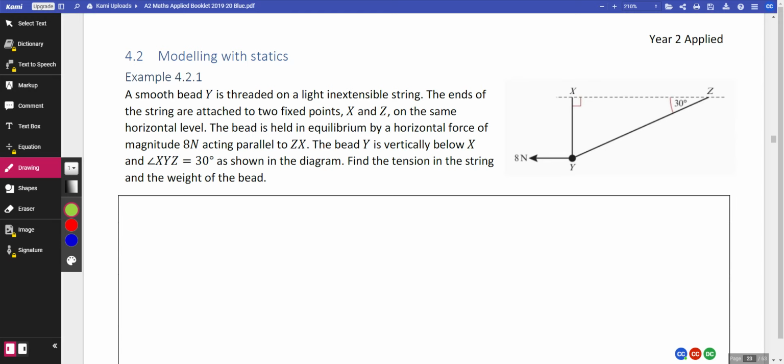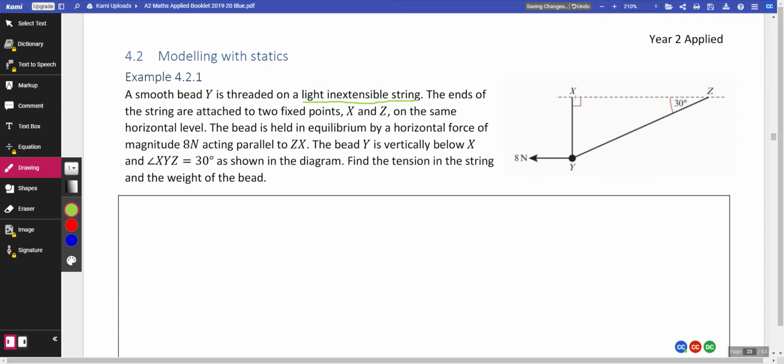A2 Mechanics Notes, looking at 4.2. So we'll just do this one example. We've got here a smooth bead threaded onto a light and extensible string. Remember, that's part of your modelling conditions. The ends of the string are attached to two fixed points, so we're fixed on a ceiling or a wall there, that's X and Z.